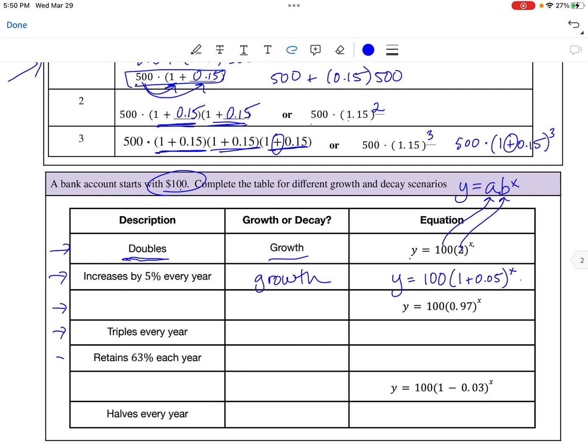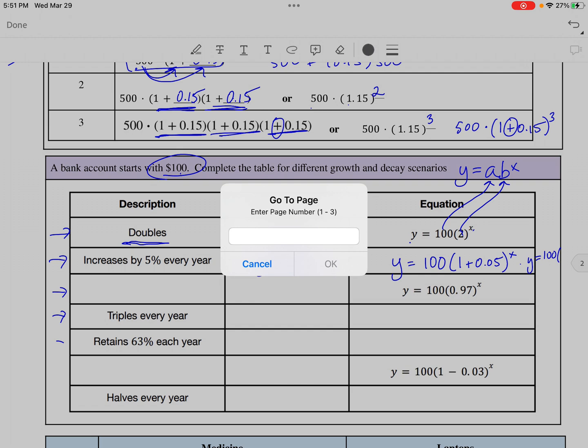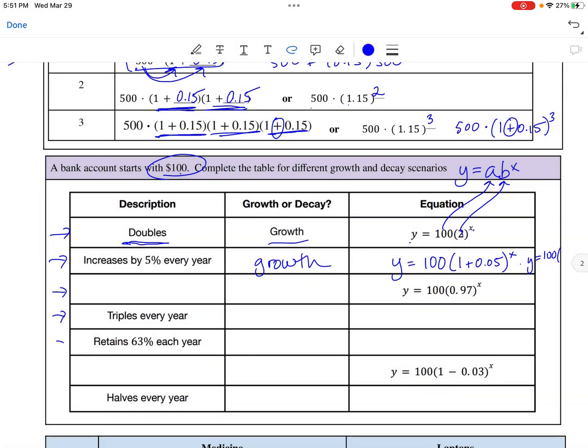It could alternatively be written in kind of shorter form as y equals 100 times 1. Well, I'm really running out of space there. Let me write that somewhere else. y equals 100 times 1.05 to the x. Either way of writing that is acceptable.